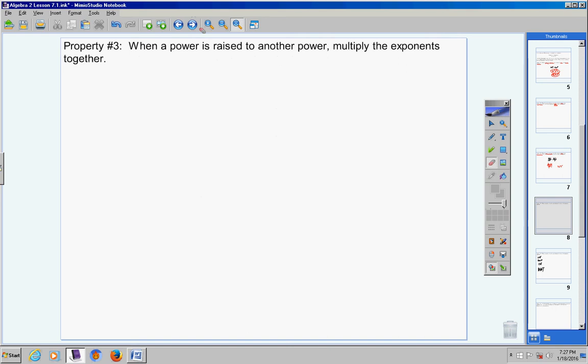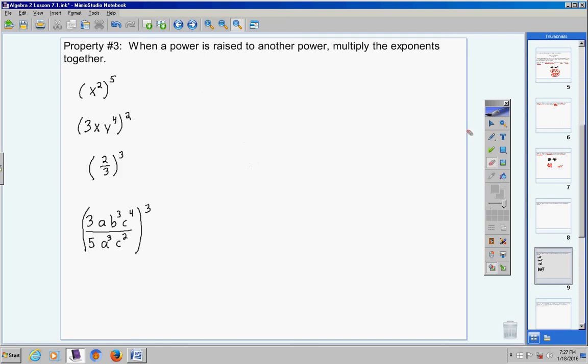When a power is raised to another power, multiply the exponents together. Very simple. When a power is raised to a power, to another power, multiply the exponents, okay? I'm going to move on. Pause the video if you need to. Okay, let's take a look at our first example here.